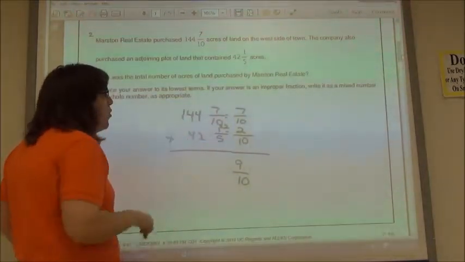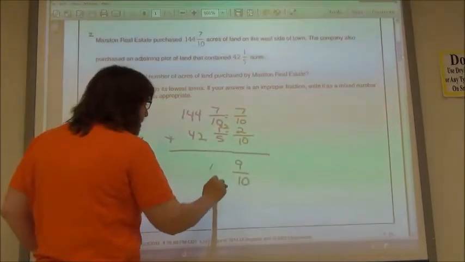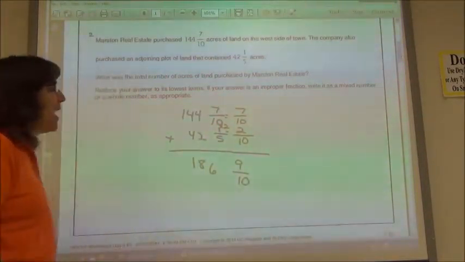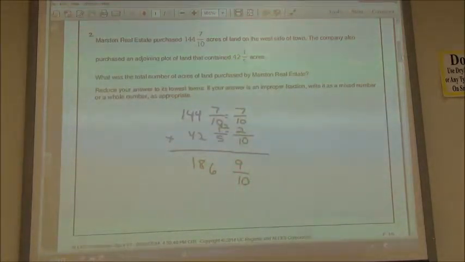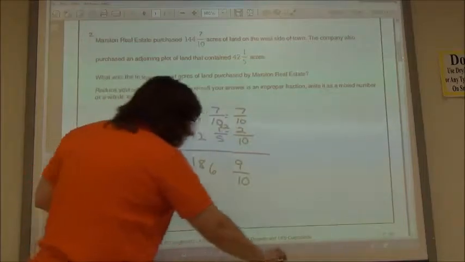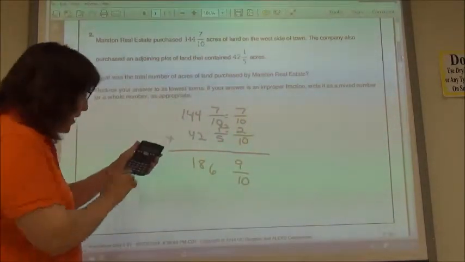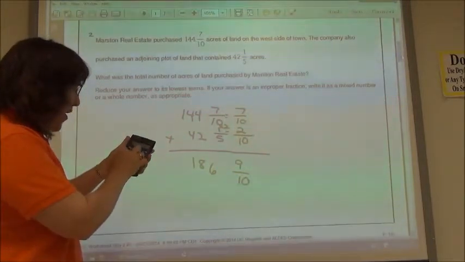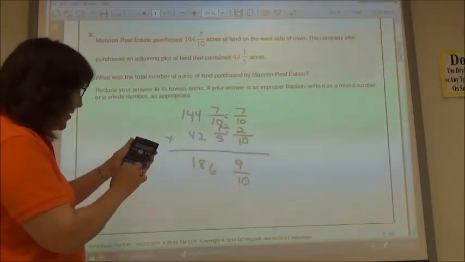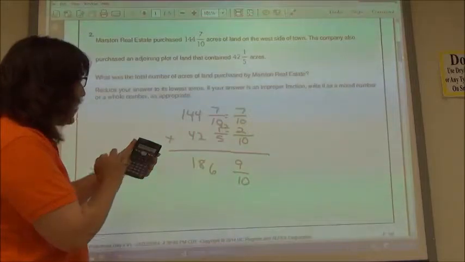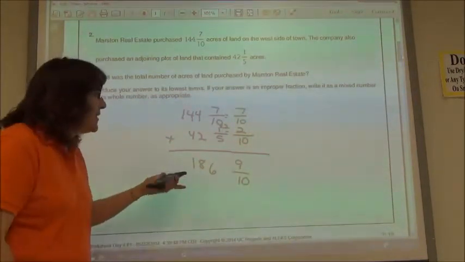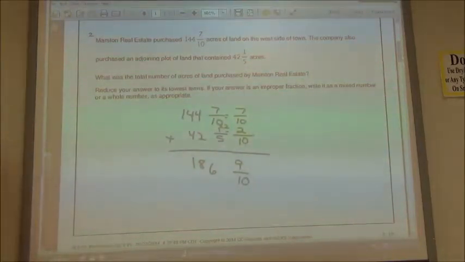So now I'm going to add the whole number parts. 4 plus 2 is 6. 4 plus 4 is 8. And so I get 186 and 9/10 for my answer. So on these ones, when you're entering them in your calculator, if you want to check it, you do the 144, hit the fraction button, 7 fraction tenths, plus 42, hit the fraction button, 1 fraction 5. And we get 186 and 9/10, which is what we got anyway.